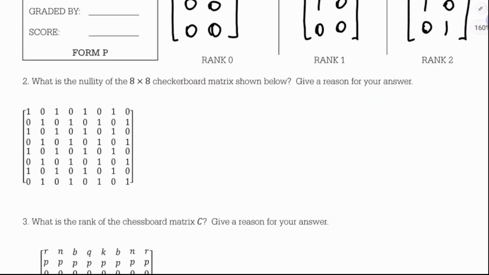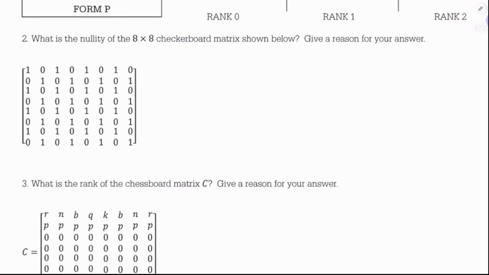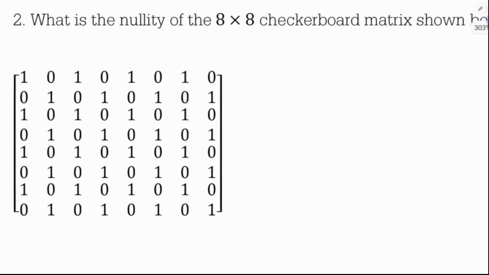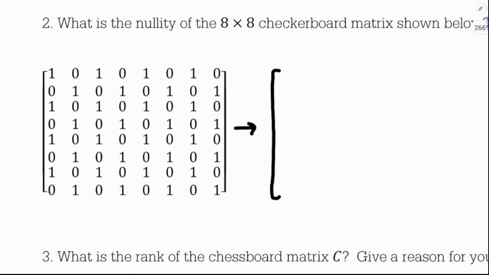Okay. Over here, the nullity of the 8x8 checkerboard matrix shown below. What we decided in class was that we were best off thinking about what would happen if we were to put this thing in reduced row echelon form. So if I was to reduce it, I'm going to label these two rows.